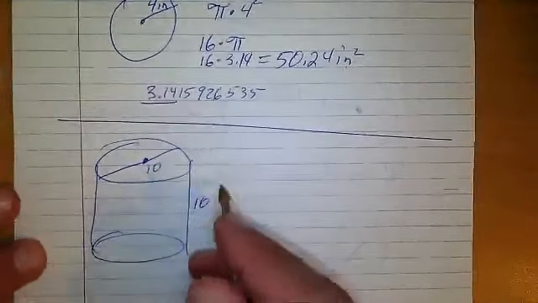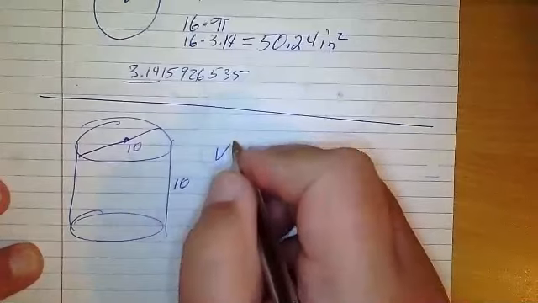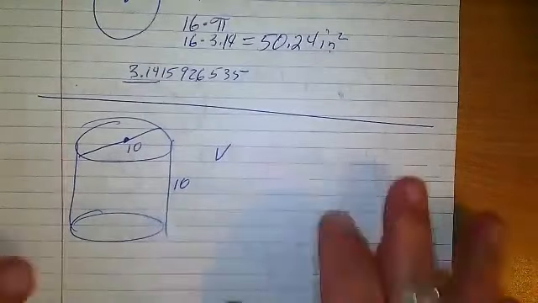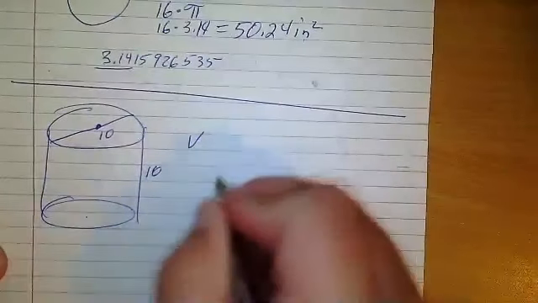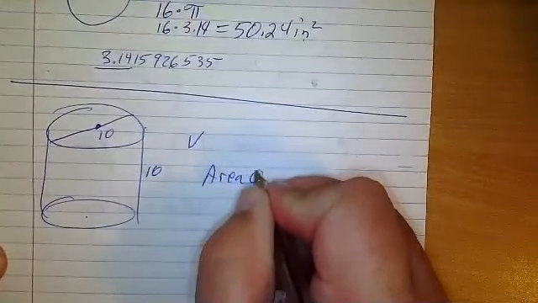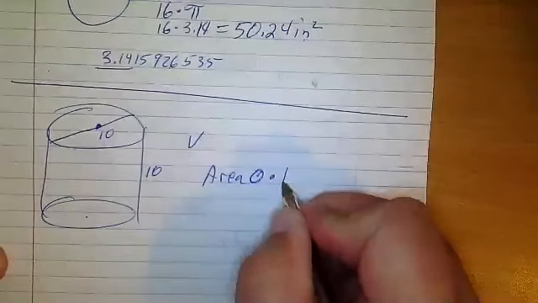All right, so let's look at this. Now, the way that we find the volume of a cylinder is we are going to find the area of a circle, and we're going to multiply it by the height.